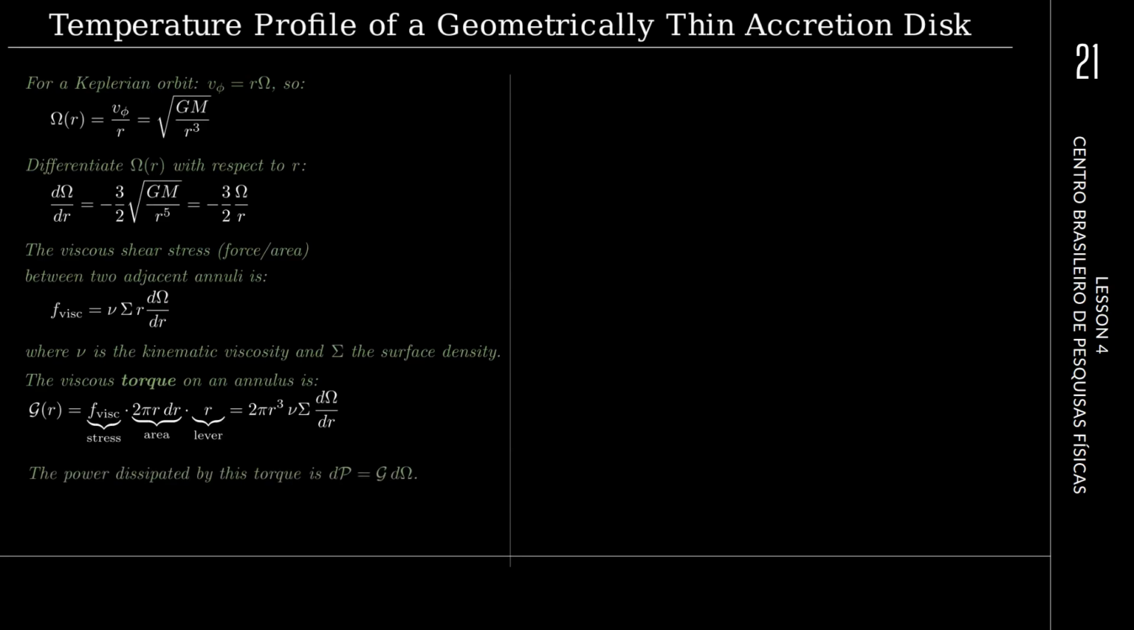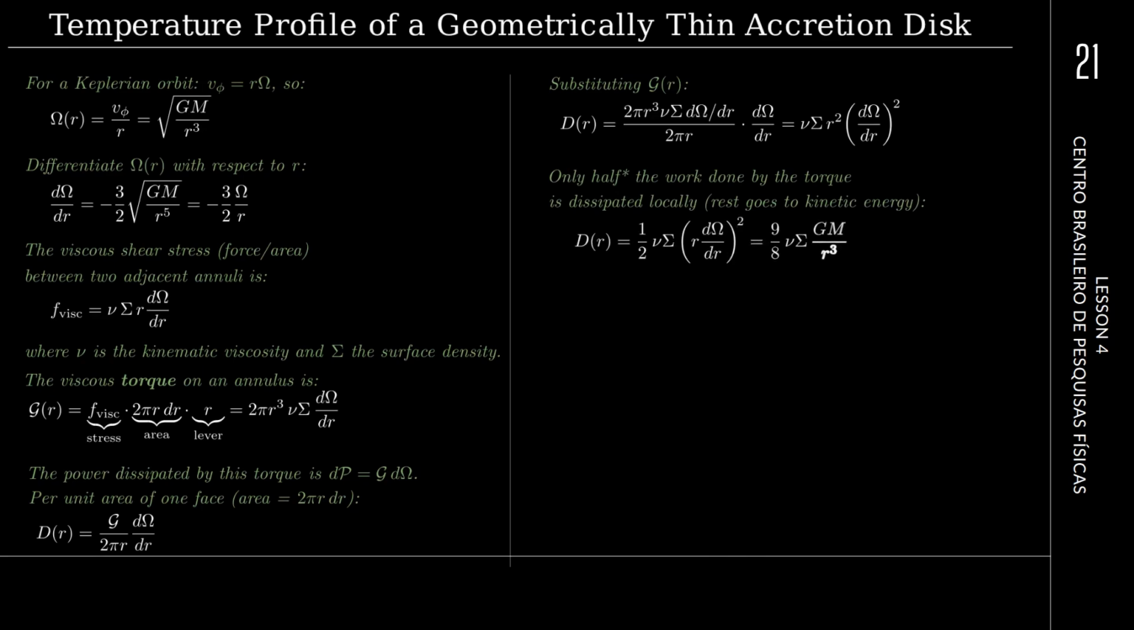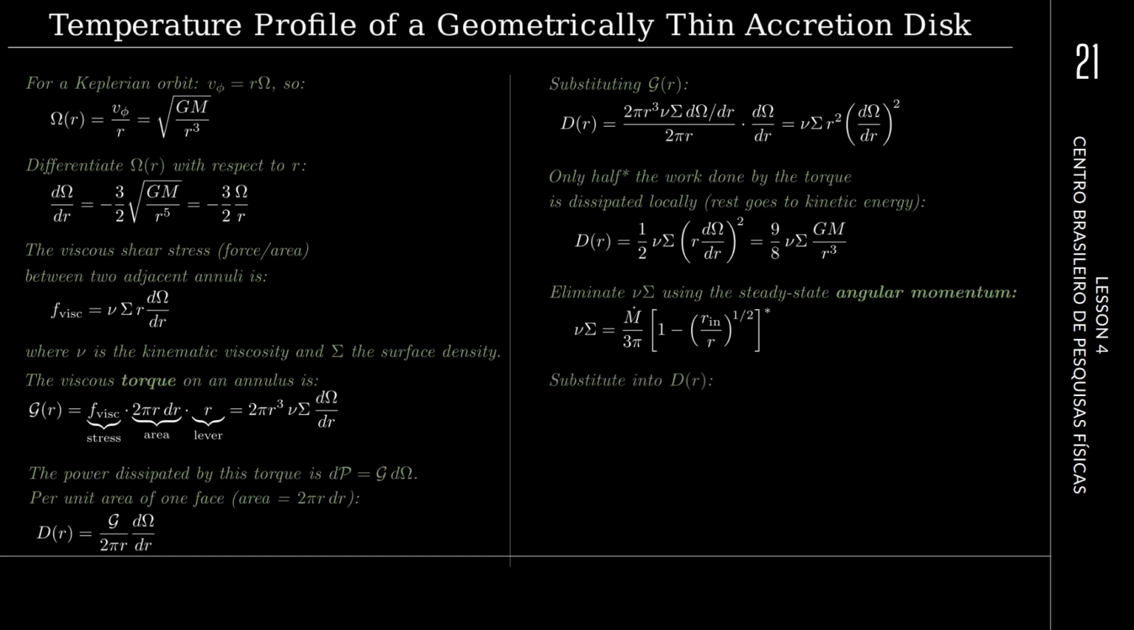And the power dissipated by this torque is given by the torque times the angular speed. So this is the formula, but we have already the G here. This is the total power dissipated. So substituting G, we find this. Now we can substitute this derivative here, and you find this result. Here we have the problem of ν Σ. ν is the viscosity of the disk, and Σ is the surface density.